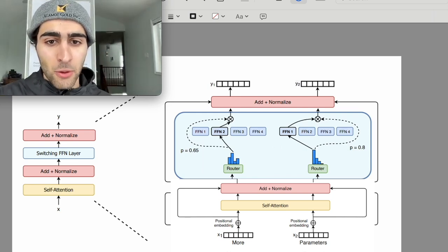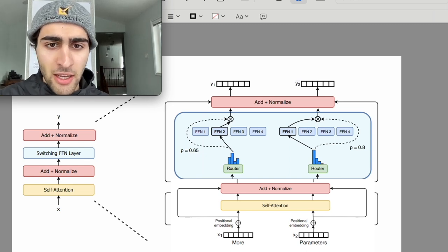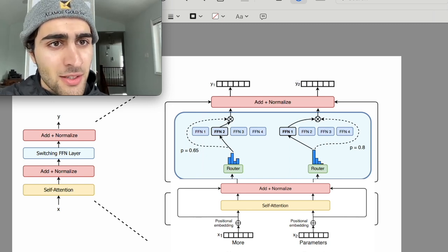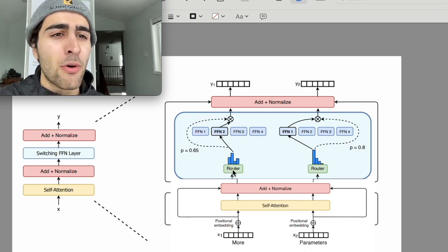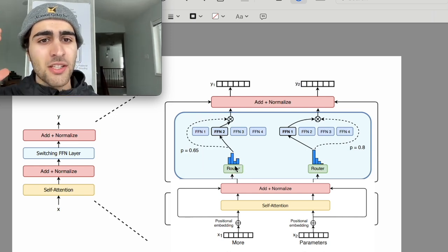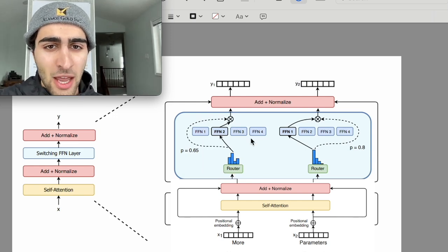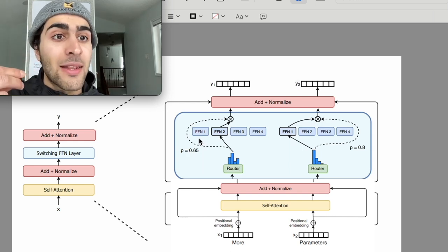So in this great example, we can see that we have more parameters being passed into our transformer block. It goes through self-attention, and then there's the layer norm plus the skip connection or the residual stream. And then we have a router or a gating network, which decides which of the four feed-forward neural networks that we have in this example are best suited to evaluate this token.